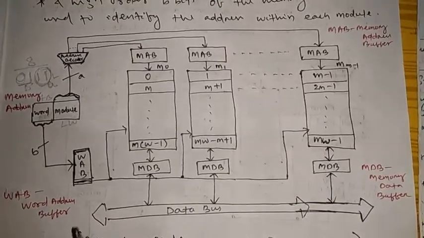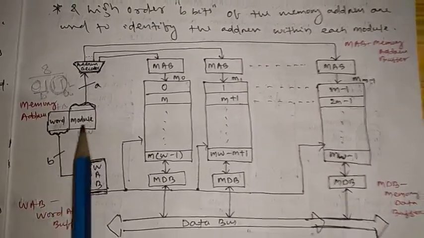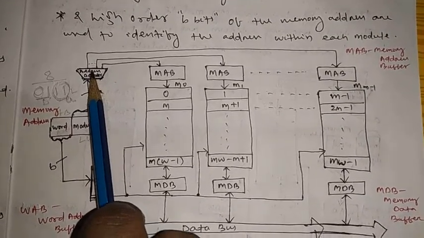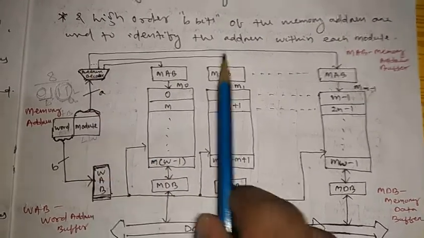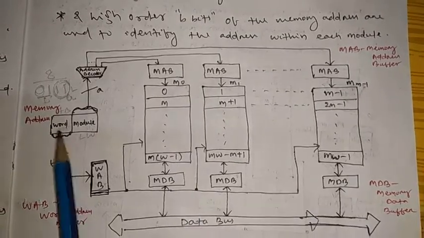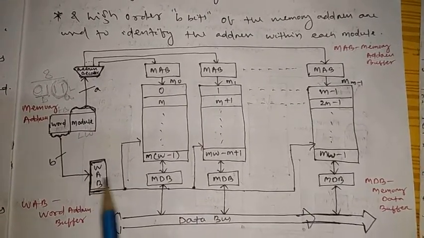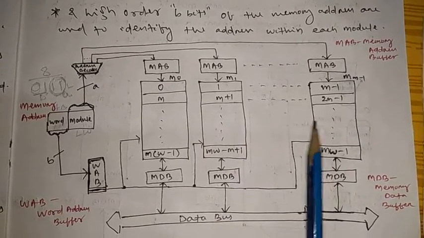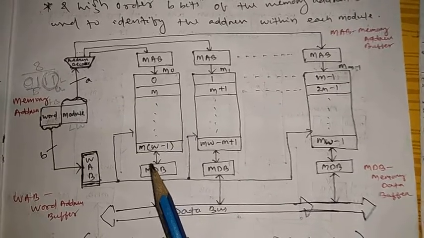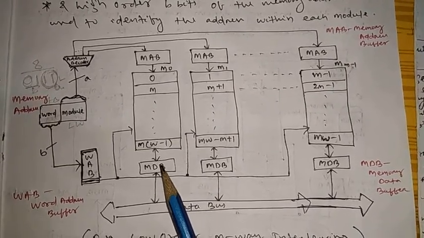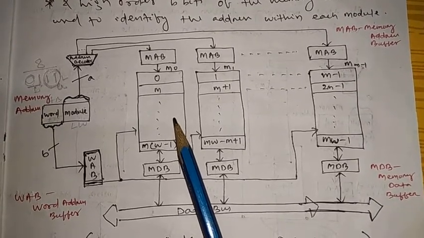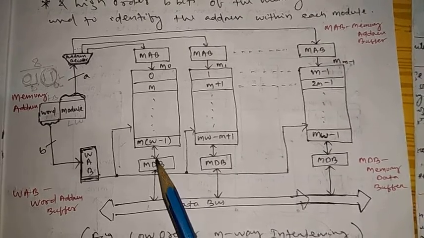First, from this bit, the A bit will be passed to the address decoder, and this address decoder helps to identify the modules, and passes the value to the corresponding MAB. Then the MAB will pass the value to the modules. And the B bit will be passed with the help of WAB into the corresponding modules. After fetching, the data will be passed to which one? To the MDB, and with the help of the MDB, the data will pass to the data bus.